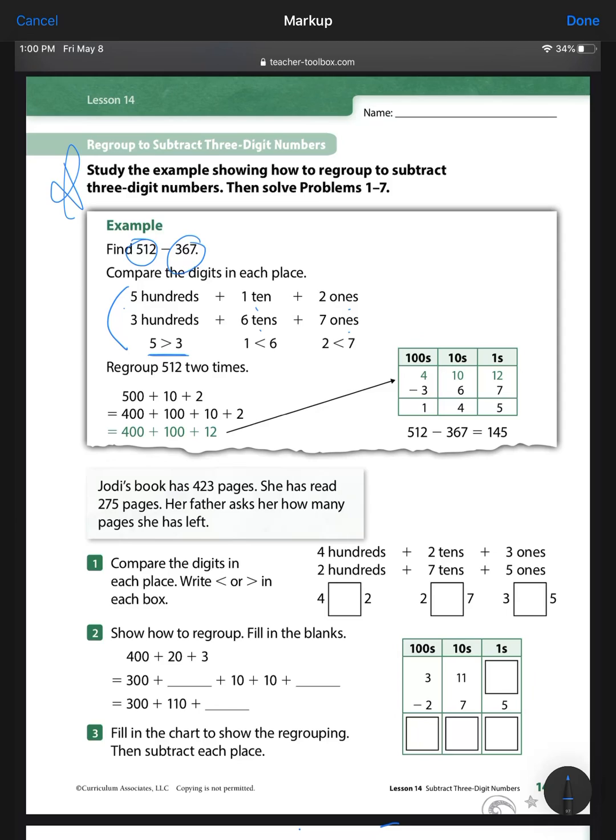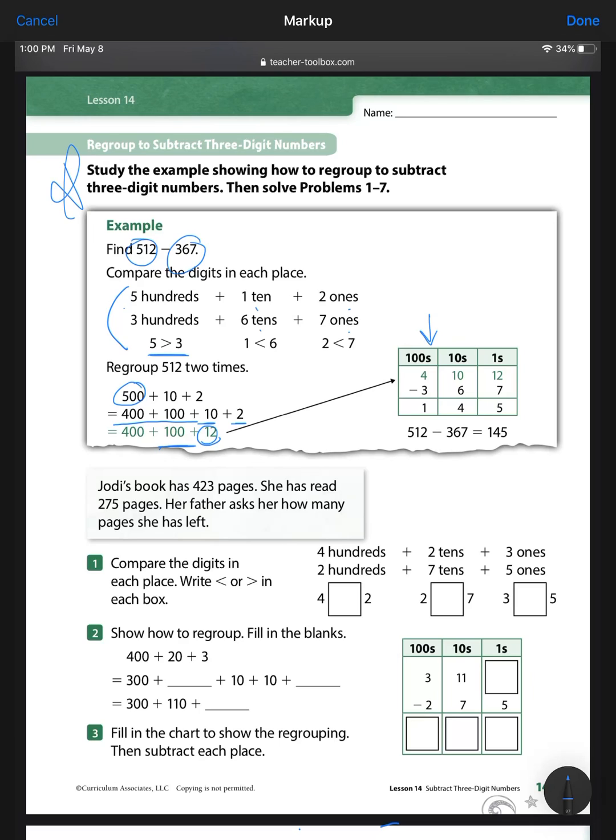We're going to regroup the hundreds place value. So instead of 500, we're going to make it 400 plus 100. And then instead of having a tens and a ones place, we're going to put them together to make 12, okay? So we have 4 in the hundreds place, 10 in the tens place, which equals 100, and then 12 in the ones place, which is actually 1 ten and 2 ones, okay?